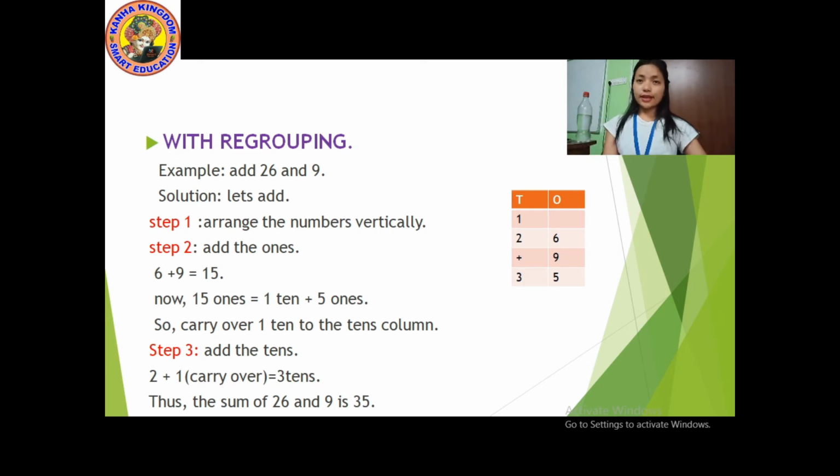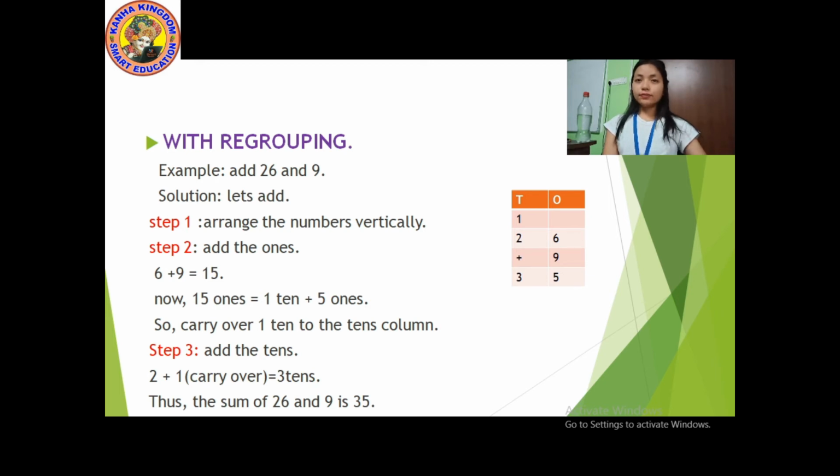Okay, step 2 is add the ones. We should add the ones. That means in the number 26, 6 is the digit which is in the ones place, right student? 6 is the digit which is in the ones place. In the other number, 9 is a one-digit number, so 9 itself is in the ones place, right?